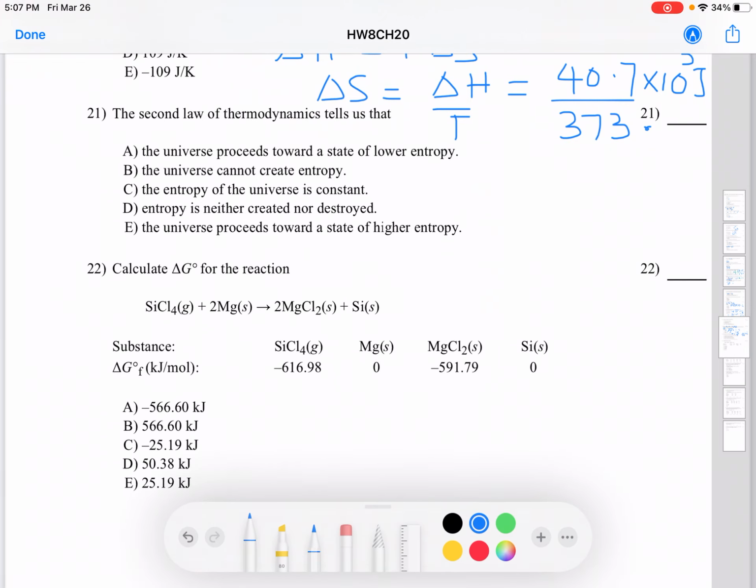Number 21. The second law of thermodynamics tells us that the universe proceeds towards a state of lower entropy? No, it goes to a higher entropy. It's E. The universe proceeds towards a state of higher entropy. Okay, 21 would be E.